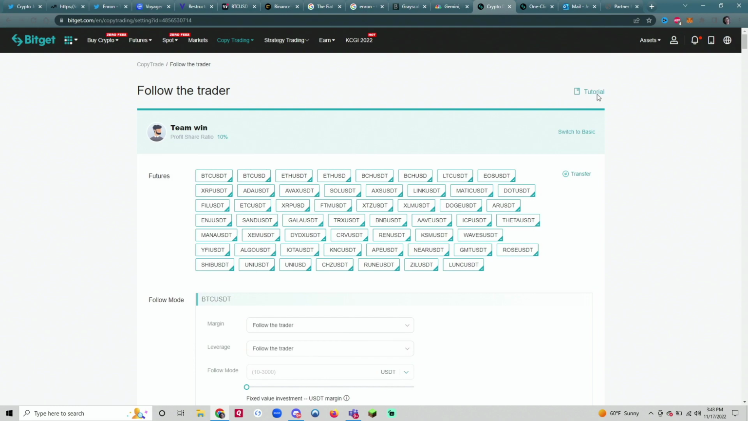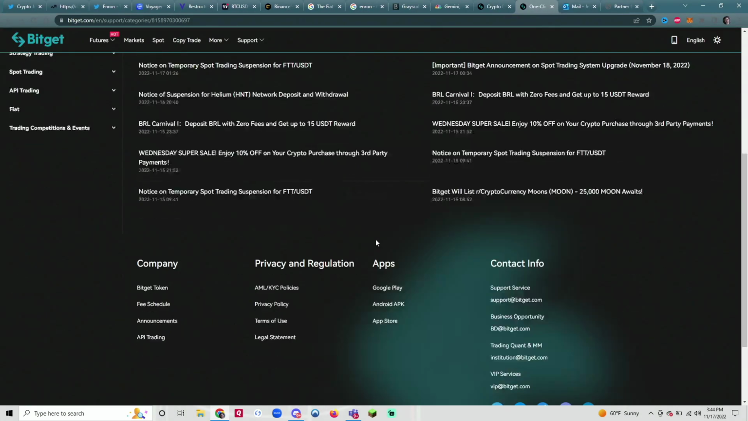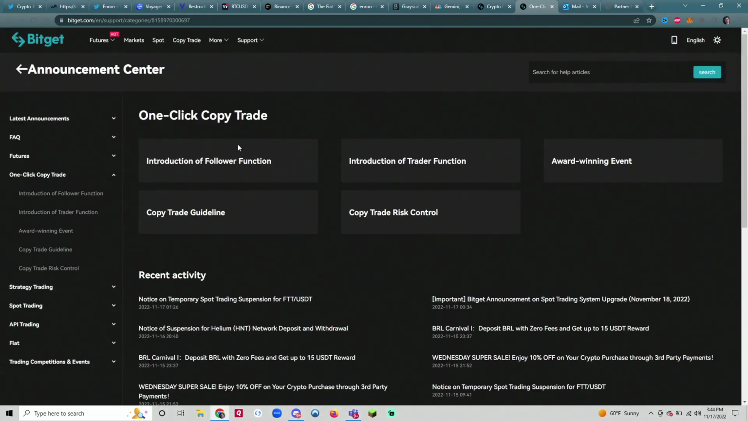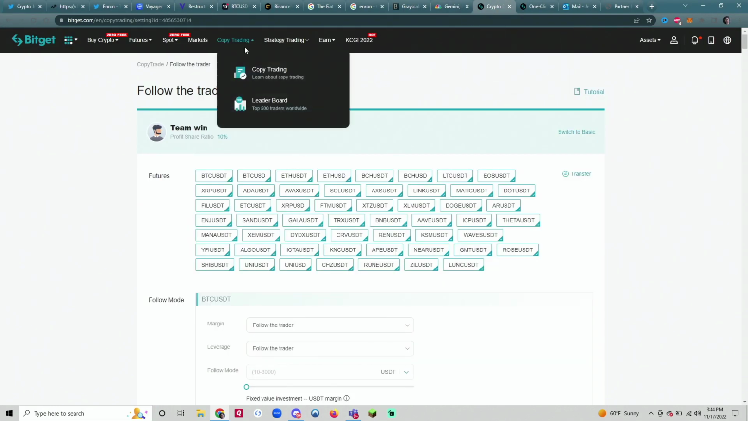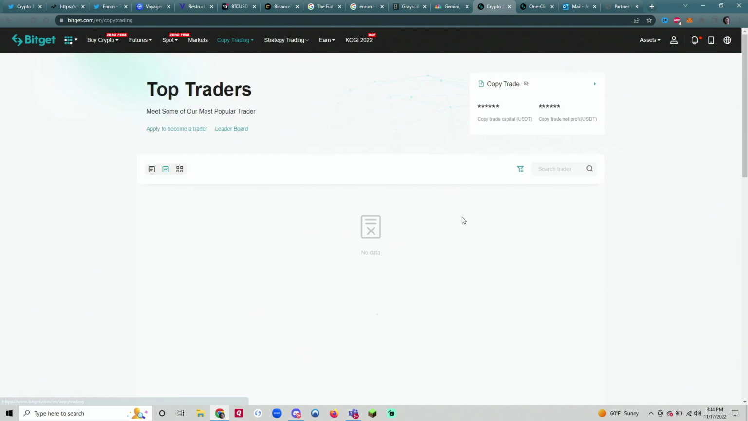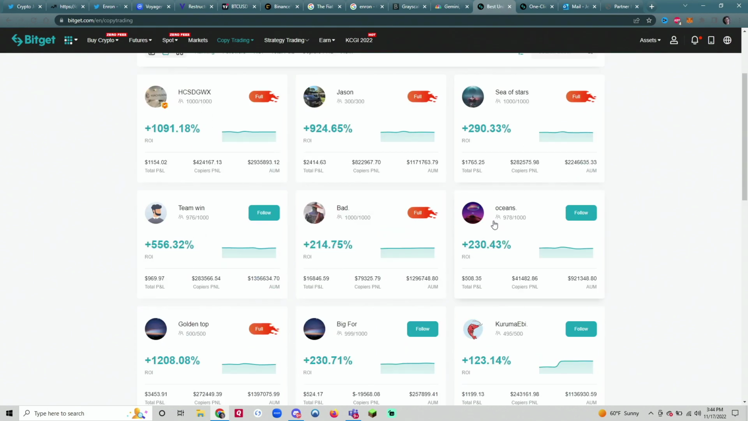And you also click this tutorial button right here, and it'll take you over here, and it's going to give you a much more in-depth tutorial of copy trading here and the idea behind copy trading. So check that out. But go over here to copy trading. Let's just look around at some of the different people here on the platform and what they're doing.